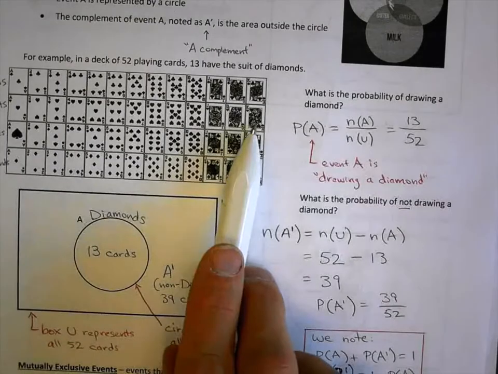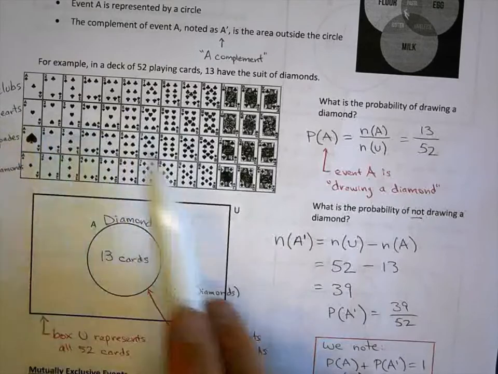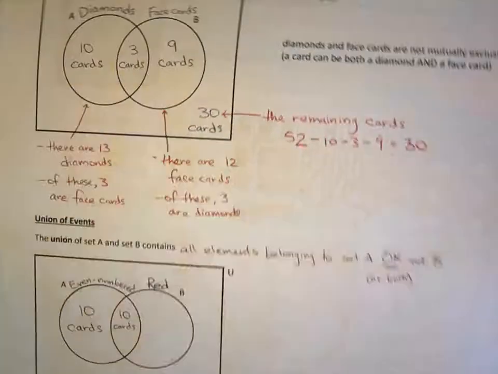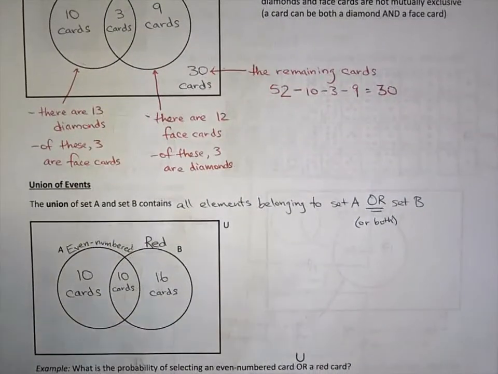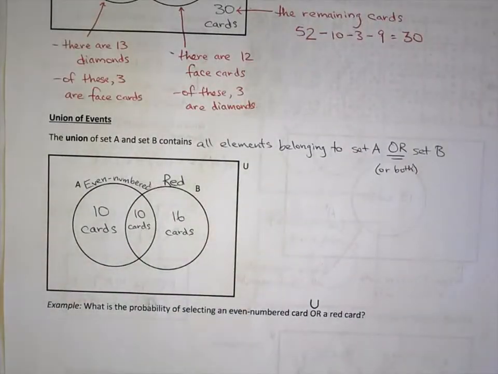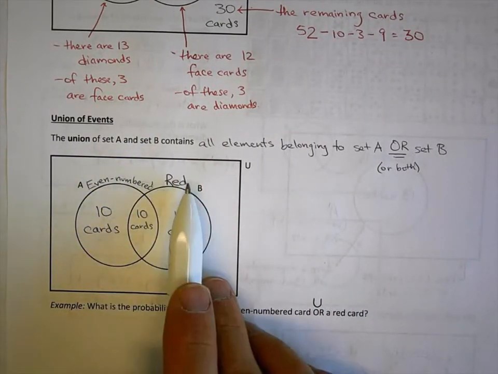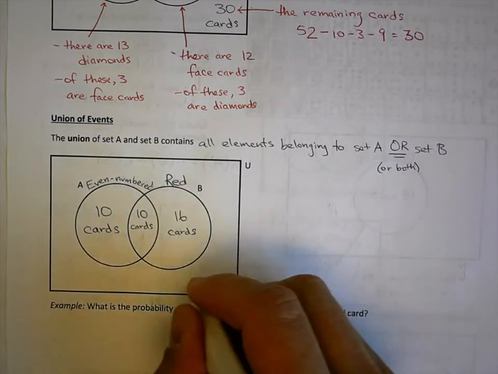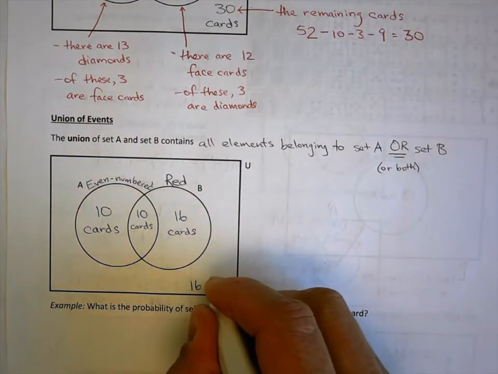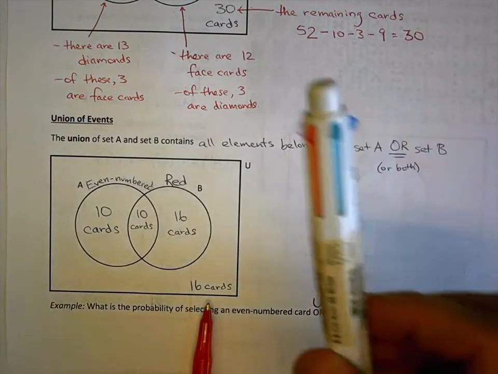Similarly, when I'm figuring this out, over here I go to red. I have how many? 13, 26 red cards. Of those, 10 are even. So I end up with 16 cards that are just red. So again, I've just made a non-mutually exclusive Venn diagram. 10 even cards are only even, 16 red cards are only red, but then 10 cards are both even numbered and red. If you did the math, you'd find there are 16 cards that are not part of either, because remember, the total here is 52.